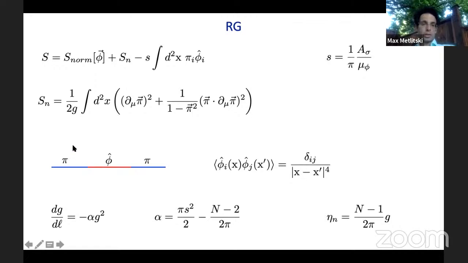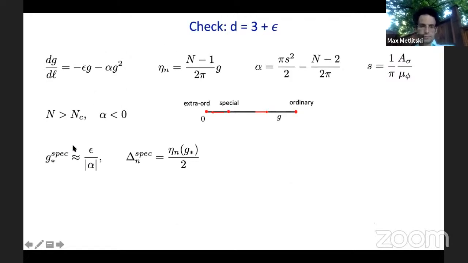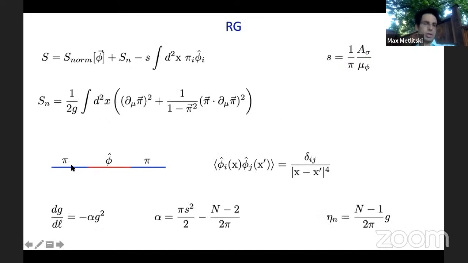and it's very easy to calculate the diagram corresponding to this contribution. This is the diagram. You just exchange a bulk phi field between the pi's, and you get precisely this contribution to the RG flow of G, this pi s squared, with S that we discussed. To this order, the anomalous dimension of n is not modified from what you get just in the nonlinear sigma model. No bulk contribution. So that's it. This is the RG analysis.